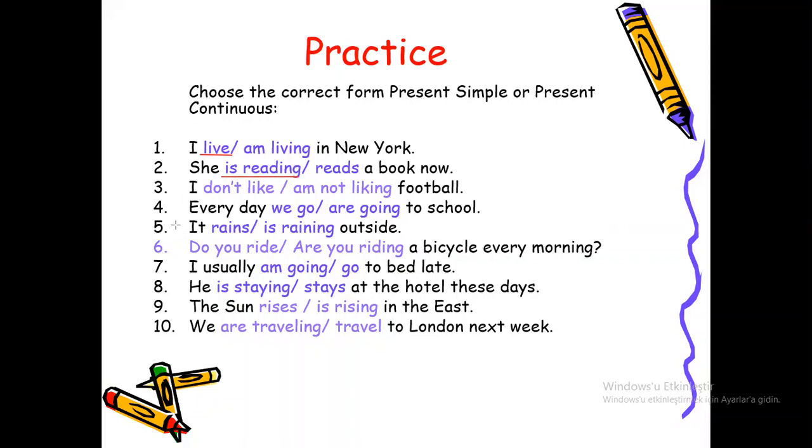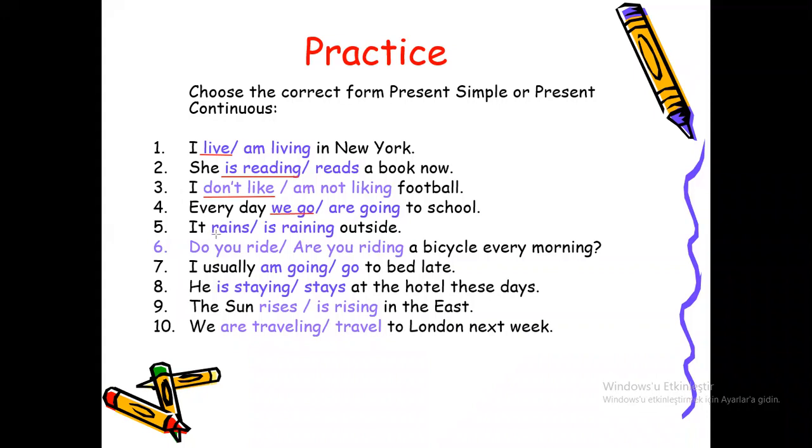3. I don't like football or I am not liking football. It is something about general. So we use present simple again. I don't like football. And 4. Every day we go to school or every day we are going to school. You can understand the answer from your clue again. It says every day. Every day, this is a routine. You must use present simple in here. So the answer is every day we go to school.